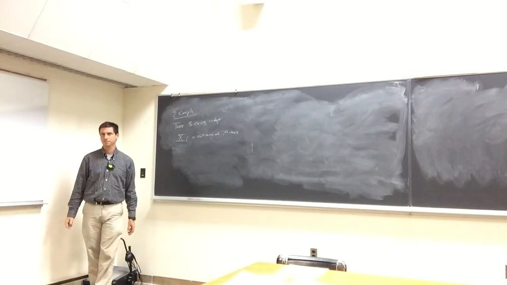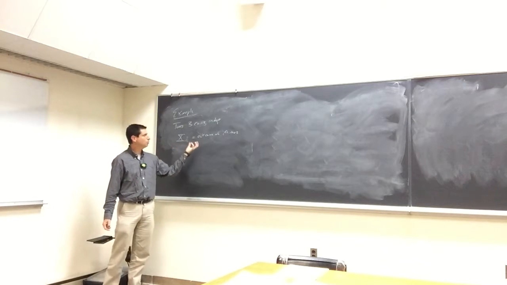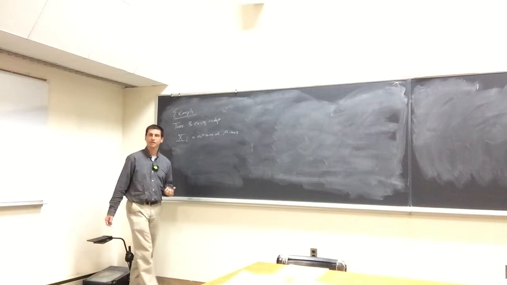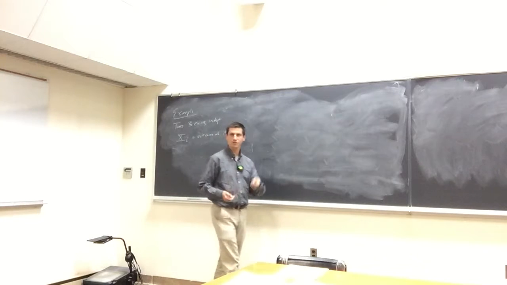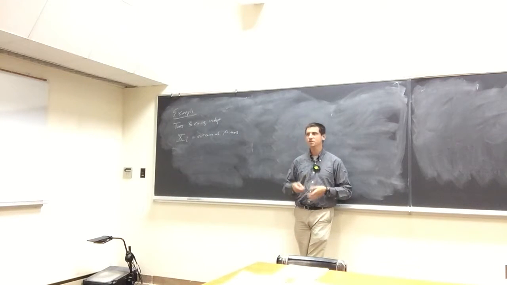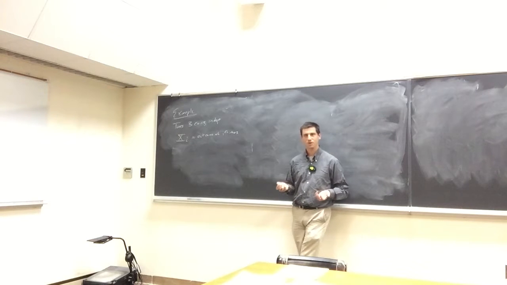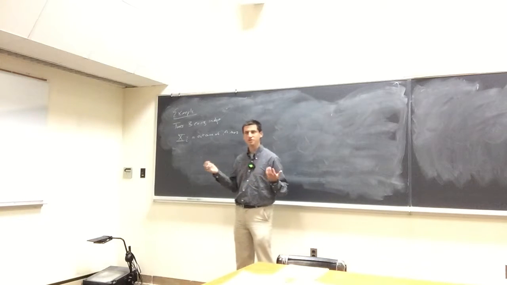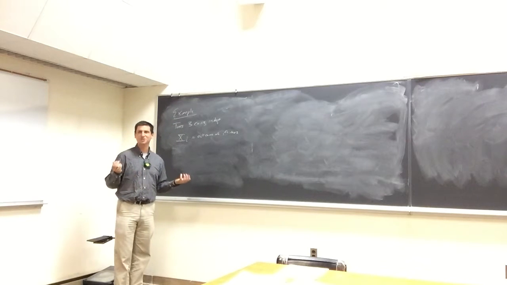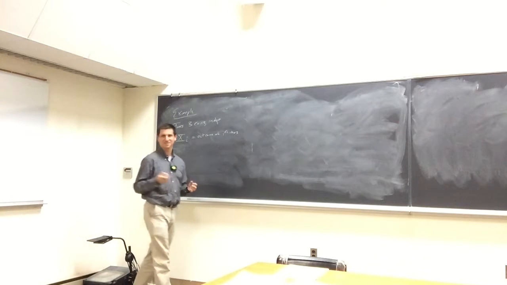So if I toss a coin, what are the possible outcomes? Heads or tails. Do we all agree that if we toss a coin, we're going to get either a head or a tail? Assuming it's a standard type of coin.